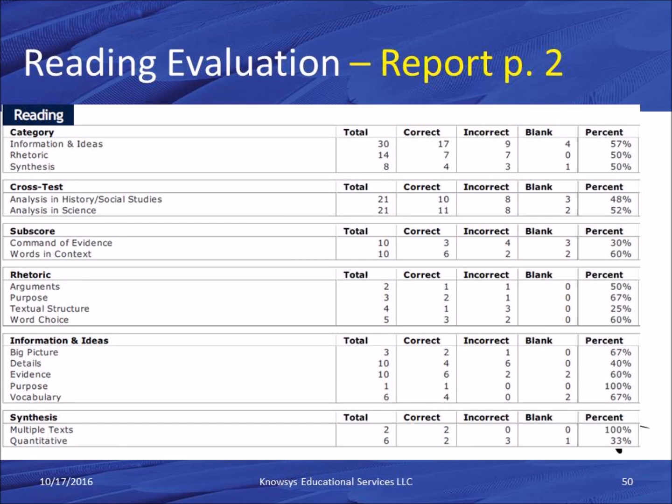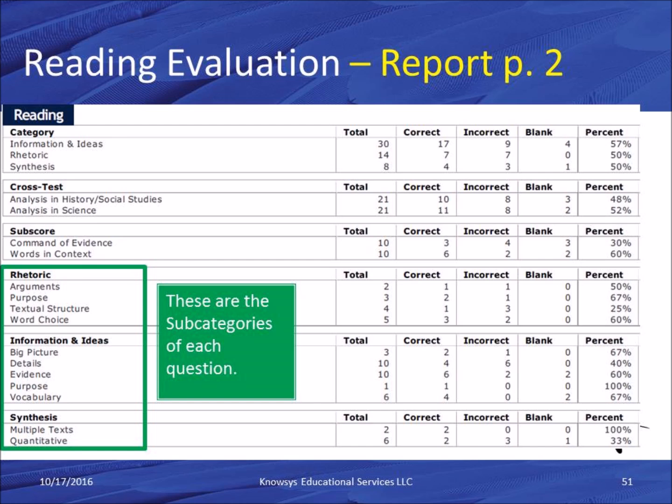Okay, now let's turn our attention from the big reading category to the subcategories: information and ideas, rhetoric, and synthesis. Skip down below the cross-test and the subscores, and you can see the types of questions that make up rhetoric, or information and ideas, or synthesis questions. These will be the 3 big categories that are on all of the SAT exams. It's just a matter of how many detailed questions you will have versus how many big picture or purpose questions.